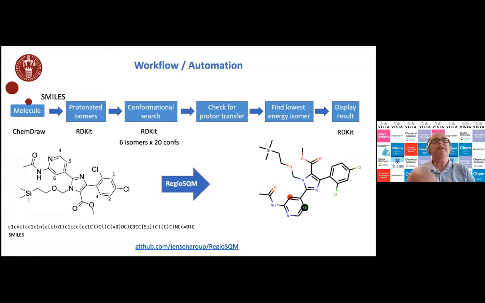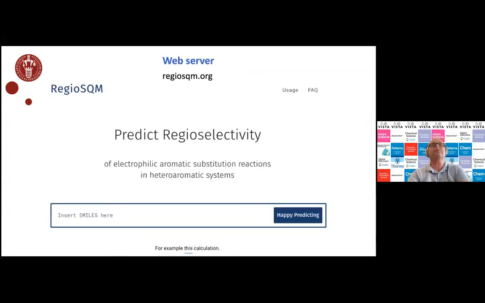We set up a workflow that allowed you to draw the molecule in ChemDraw, copy the SMILES string, and paste it in, and then it would give you the kind of prediction you see here, where green is the most likely site of bromination and red is the second most likely. Because of this automation, we could also make it available as a web server.